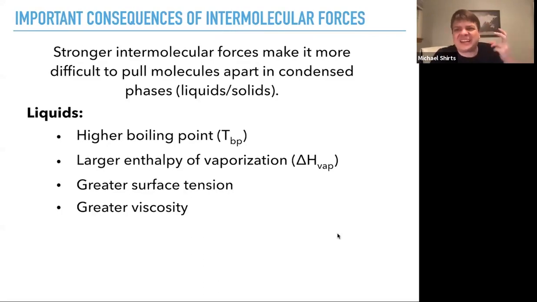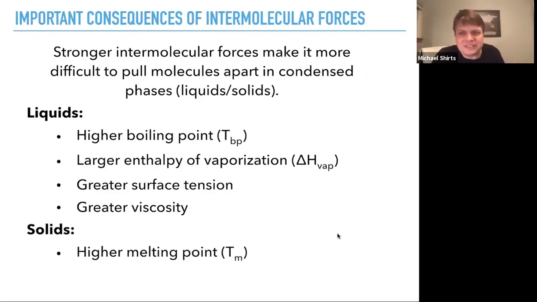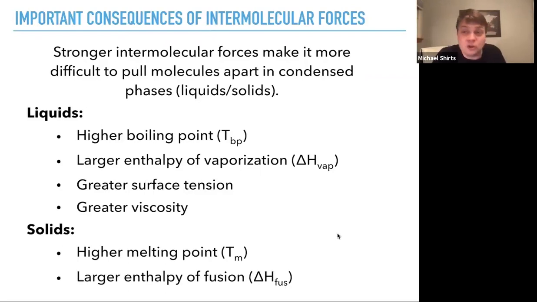Viscosity has to do with the thickness. Maple syrup has a high viscosity, water does not have a particularly high viscosity. But if you look at something like paint thinner, those have even lower viscosities than water. For solids, you get a higher melting point, similarly to the boiling point. If there are strong intermolecular forces, you'll have a higher melting point and a larger enthalpy of fusion, the energy required to get between the solid and liquid phases. Okay, so it's important that we understand intermolecular forces so we can predict these various properties of solids and liquids.